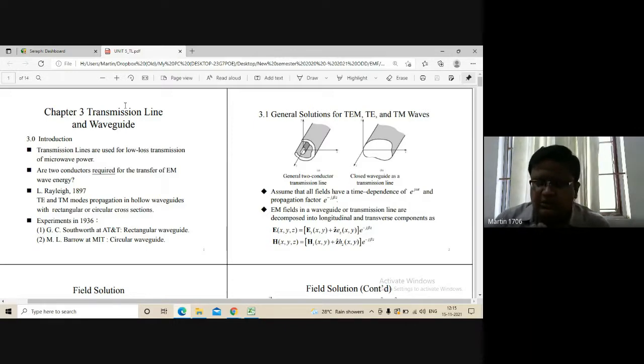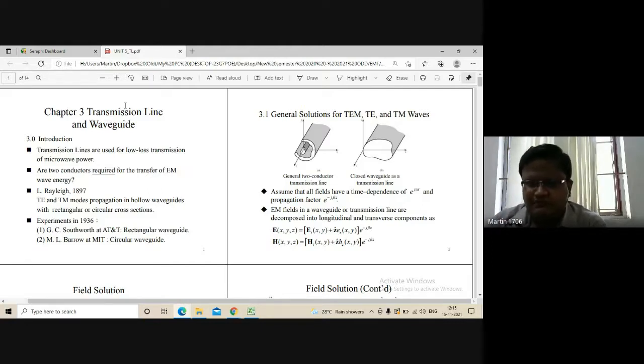So what is microwave power? Normally power is equal to voltage into current. So all signals are in the form of electrical format. When it transmits in free space, it will be in a photonic format. So another question you can see: are two conductors required for the transfer of wave energy?